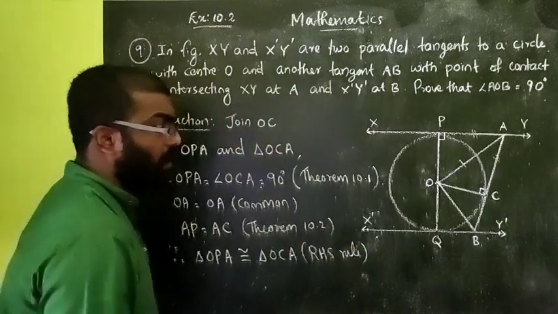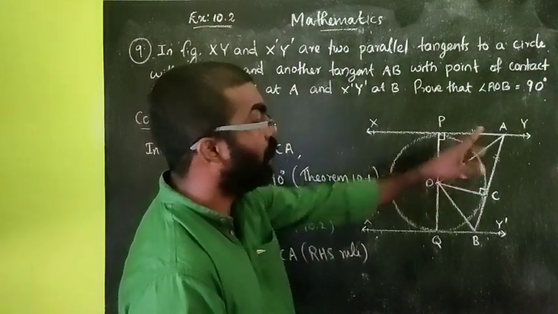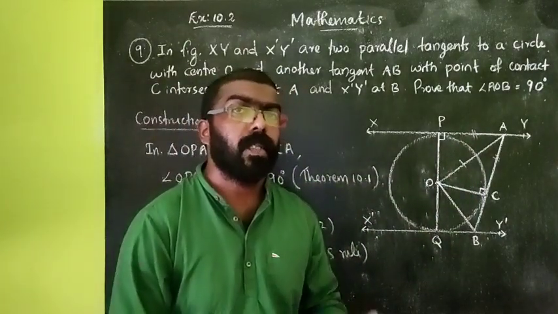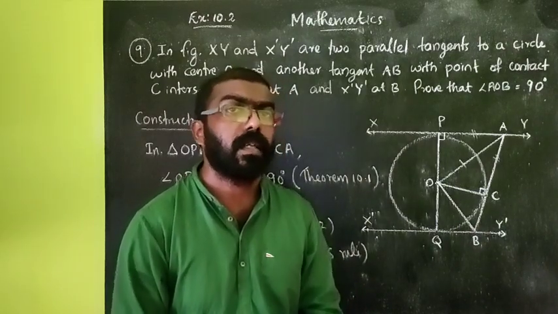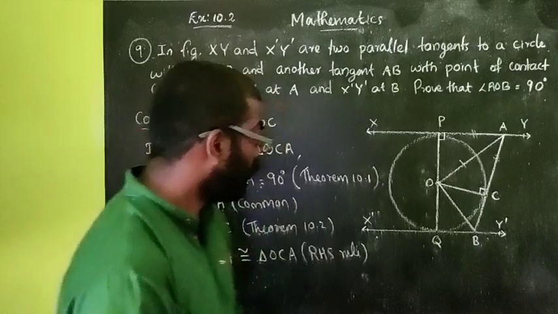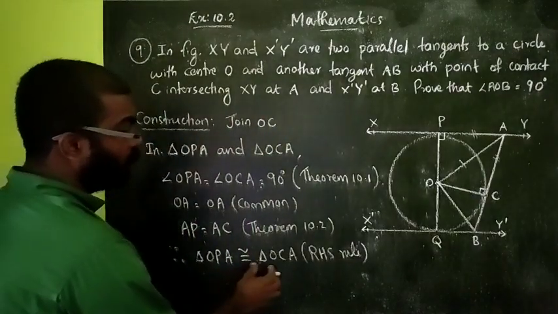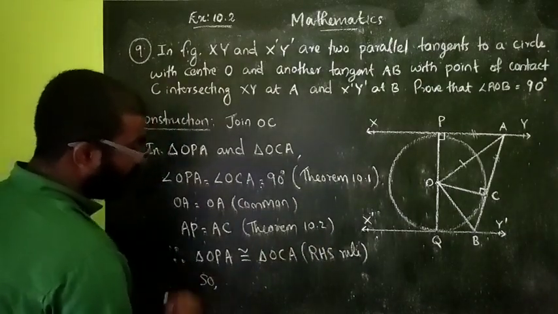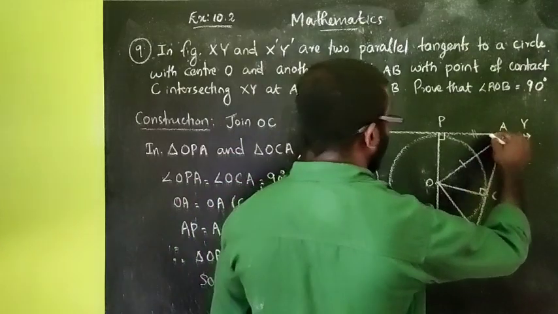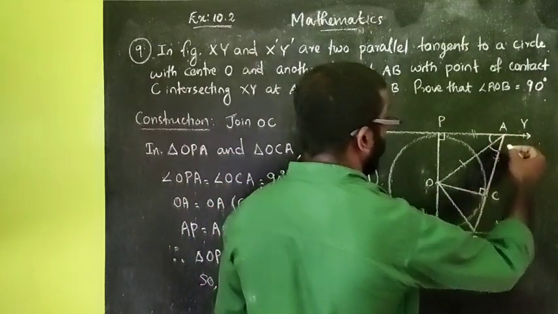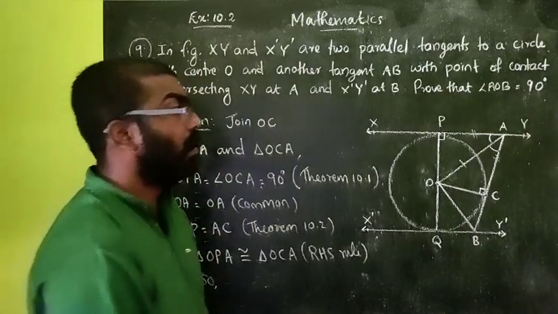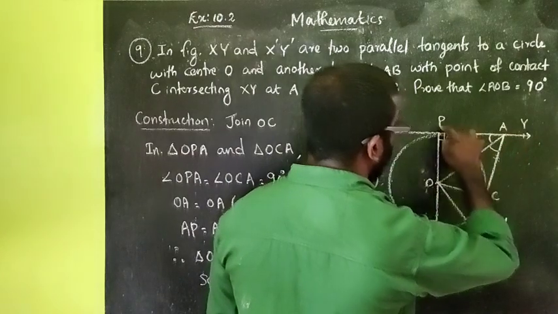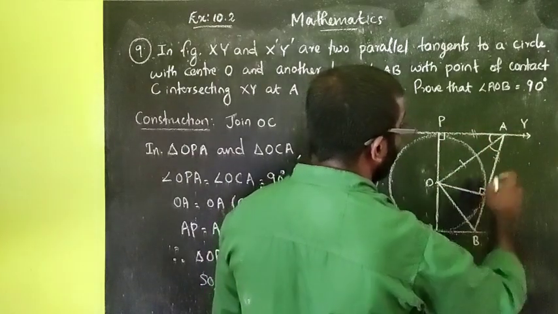It is a right triangle: right angle, hypotenuse and one other side. If the hypotenuse and one other side are equal to the hypotenuse and another side of another right triangle, then the two triangles are what? Congruent. So using that theorem, we can write triangle OPA is congruent to triangle OCA, RHS congruence rule. So what we are going to conclude is these two angles are equal. In congruent triangles, corresponding parts are equal. Here we are going to take this angle only: angle OAP equal to angle OAC.